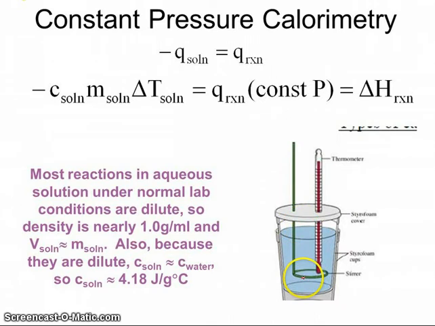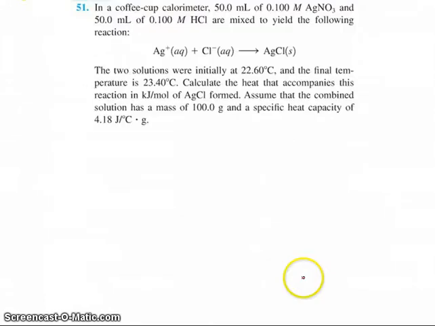When we apply this, we get data from it such that we do a reaction in the water and we watch the temperature change of the water. So here's an example. In a coffee cup calorimeter, we're going to mix 50 milliliters of 0.1 molar silver nitrate and 50 milliliters of 0.1 molar hydrochloric acid, and we know they'll react because silver and chloride get together to form the insoluble salt silver chloride.